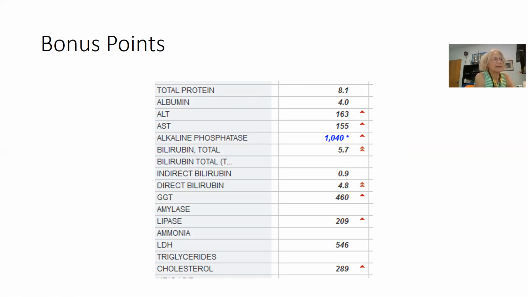So this is a set of labs from one of my patients, and there are a couple of things to notice that we look at. One is the total protein, which is a combination of albumin and IgG. So if you're worried about somebody with autoimmune hepatitis, they usually have a high IgG, and you're going to get the total protein back way before you get the IgG back.